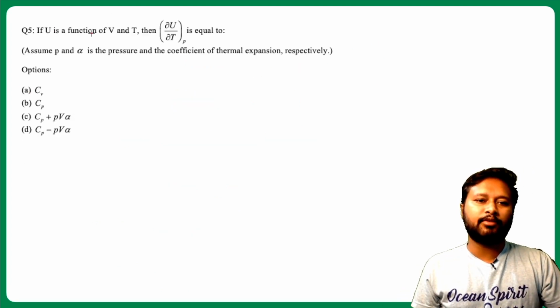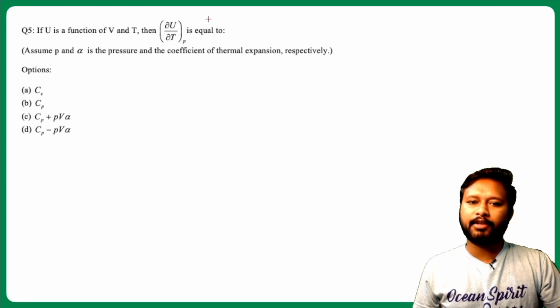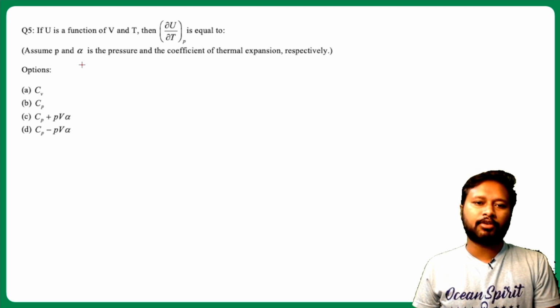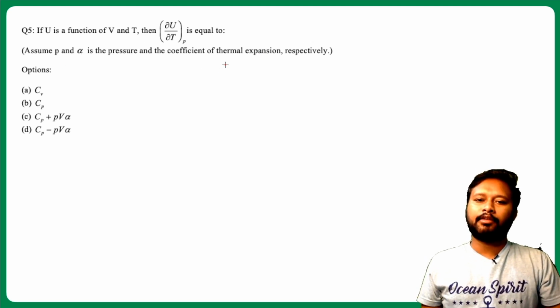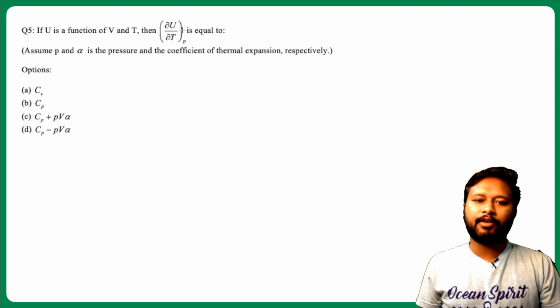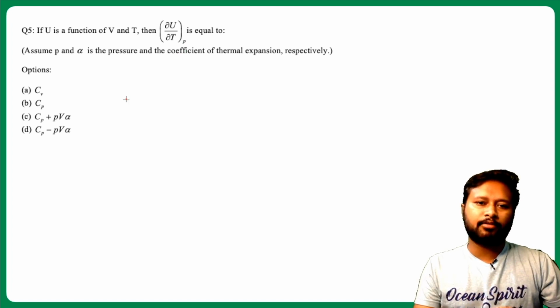Here it says, if U is the function of V and T, then del U by del T at constant pressure is equal to what? Now assume P and alpha are the pressure and the coefficient of thermal expansion. So alpha is the coefficient of thermal expansion, P is the pressure. They are asking you to find out the value of del U by del T at constant P. Alright, so let's try to answer it.